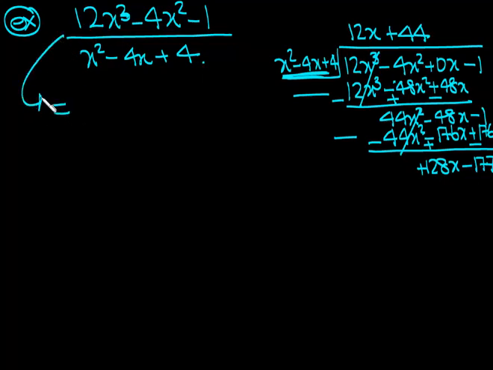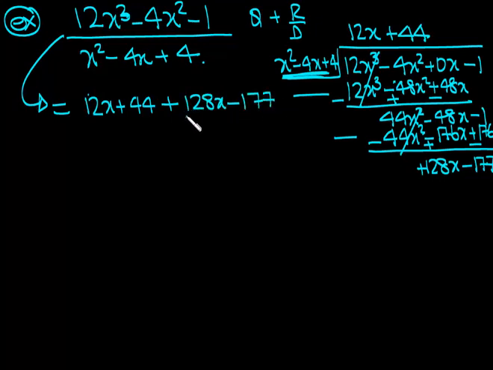This problem on the top can be written as this. Remember, we write our answer as a quotient plus the remainder over the divisor. So my quotient is 12x plus 44, plus my remainder, which is 128x minus 177, divided by my divisor, which is x squared minus 4x plus 4.